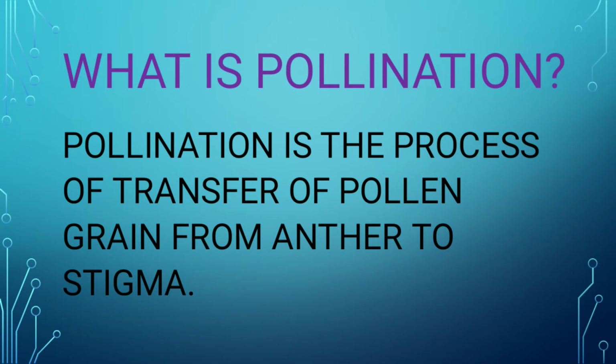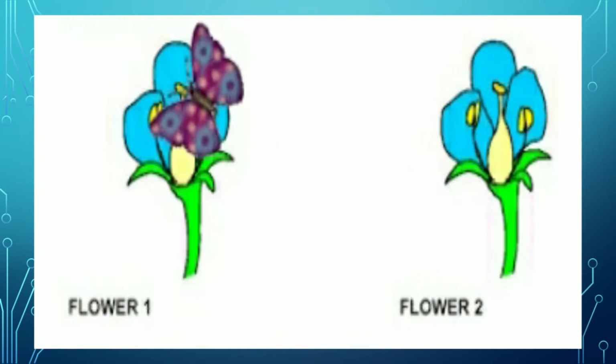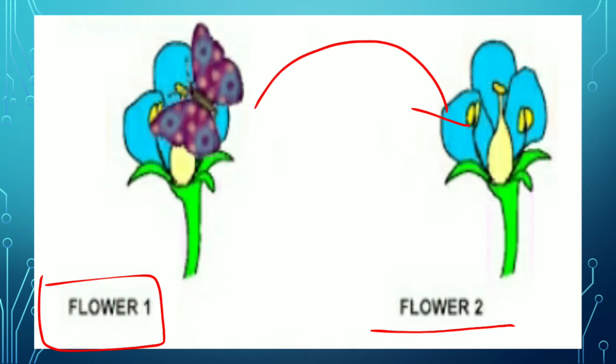So, what is pollination? It is the process in which pollen grains are transferred from anther to the stigma of the plant. In this figure, we can see flower 1 and flower 2, in which the pollen grains are transferred from anther to the stigma.